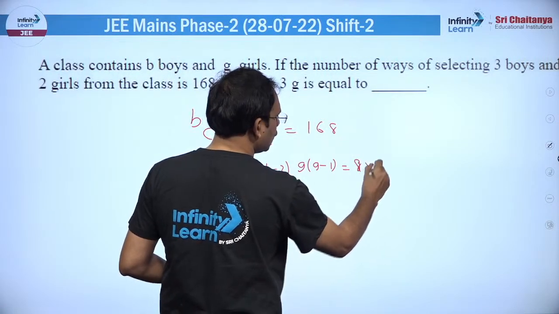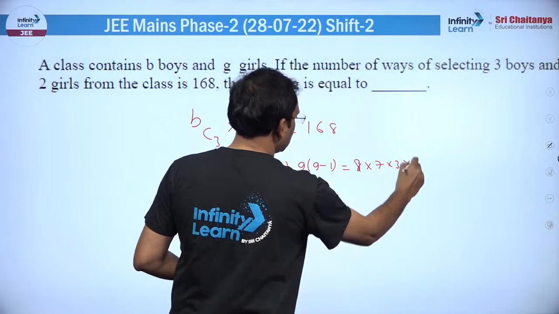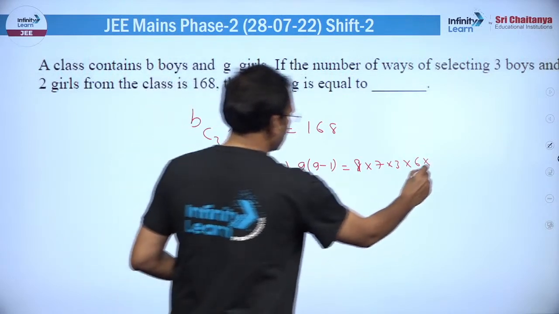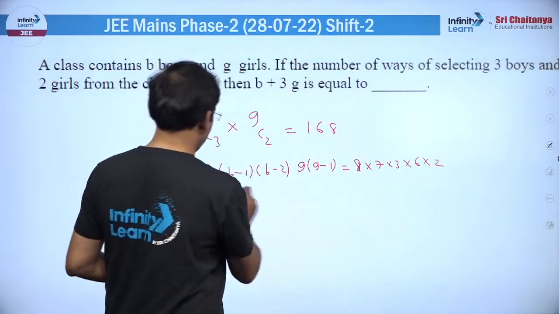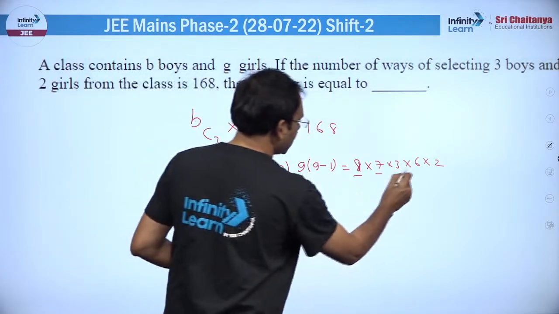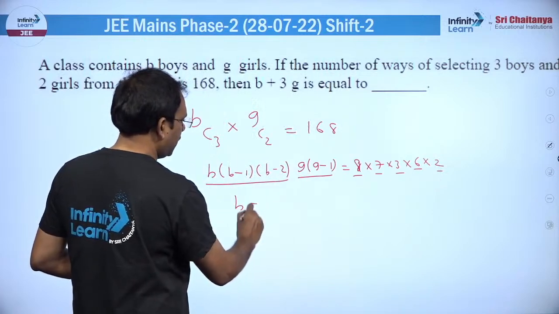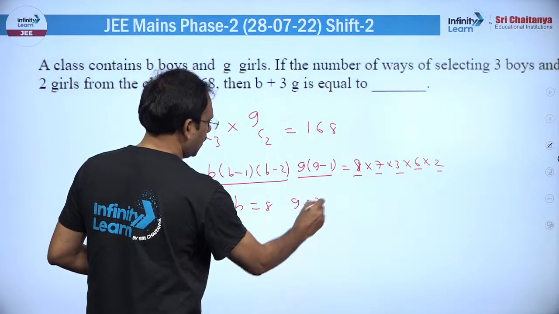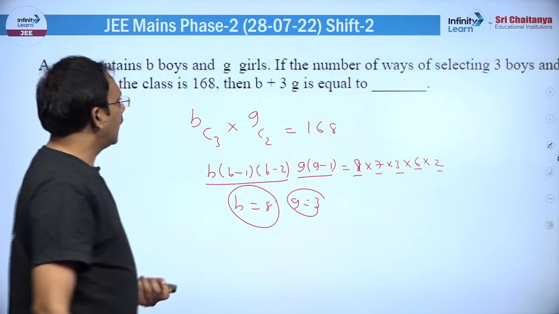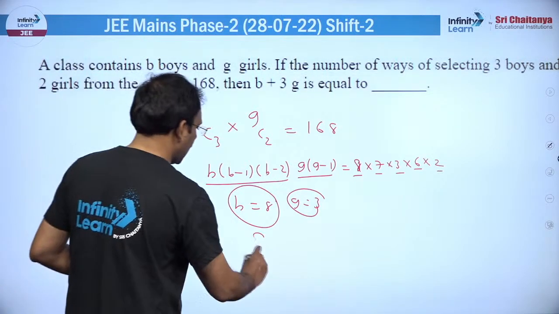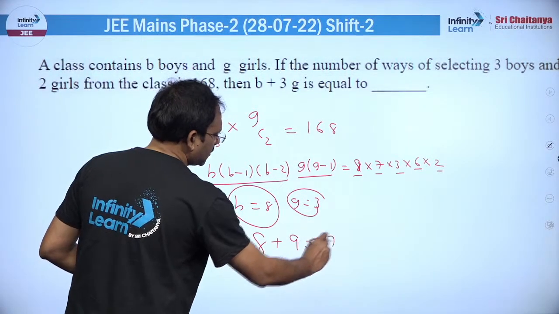168 means 8 into 21, 7 into 3, 3 factorial is 6, 2 factorial is 2. You need to multiply 3 consecutive terms here, 8, 7, 6, and 2 consecutive terms here, 3, 2. So B must be 8, G must be 3. You got B and G. B plus 3G he wants, 8 plus 9, 17 is the answer.